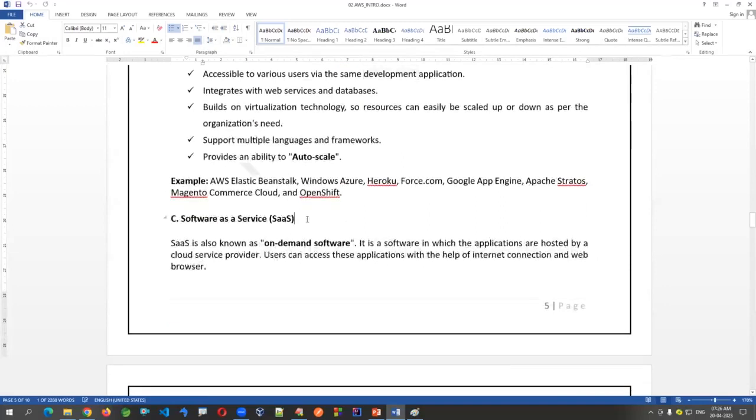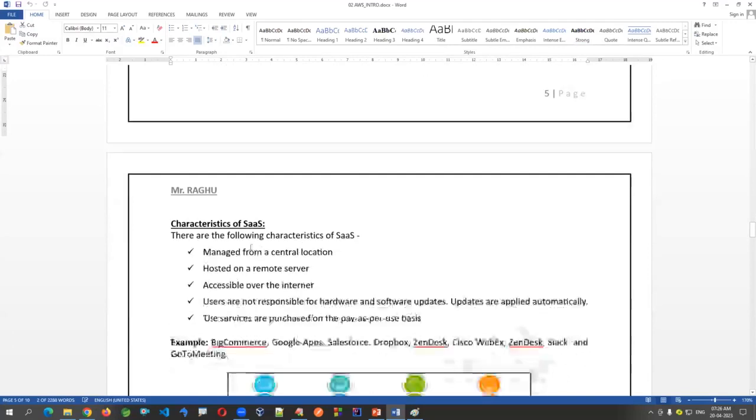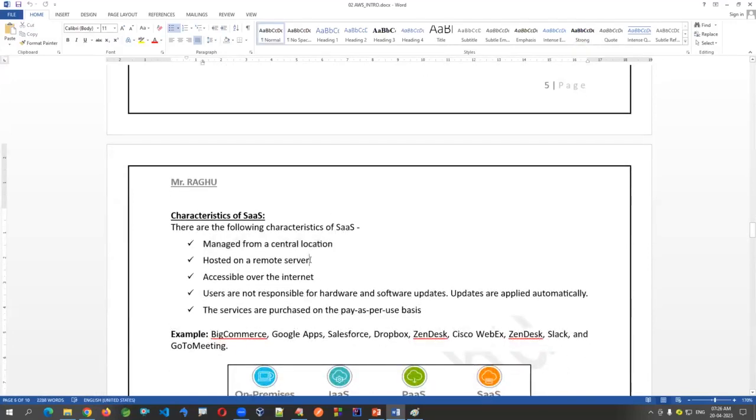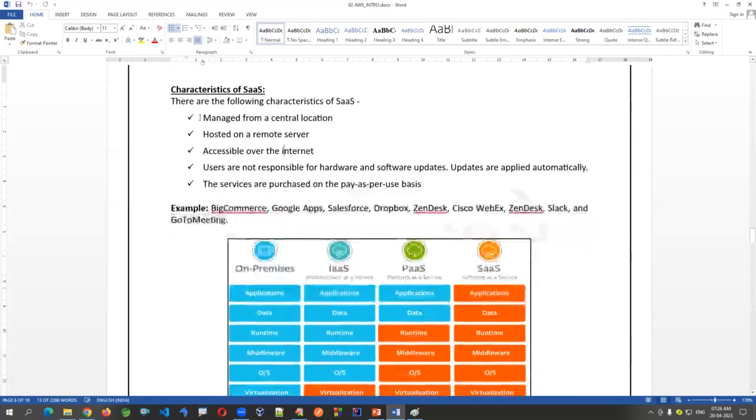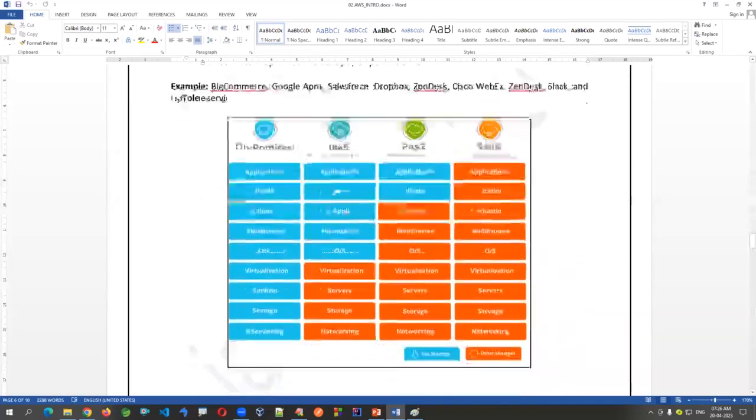Software as a service. It's ready-made, on-demand software, managed from a central location and hosted on a remote server. The entire application is hosted and accessible over the network. They are responsible for the hardware, the user doesn't take care of it, and you pay as you use. These are some examples you can see. Of course, we are going to discuss this more clearly in upcoming sessions. I'm just giving an overview; it's a demo only.